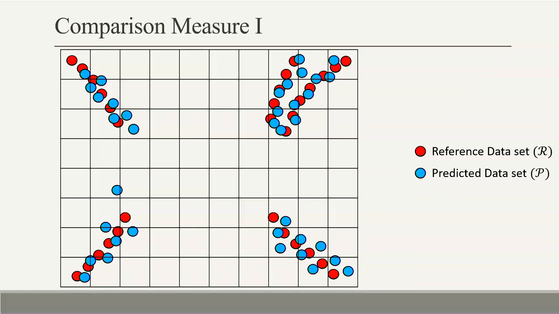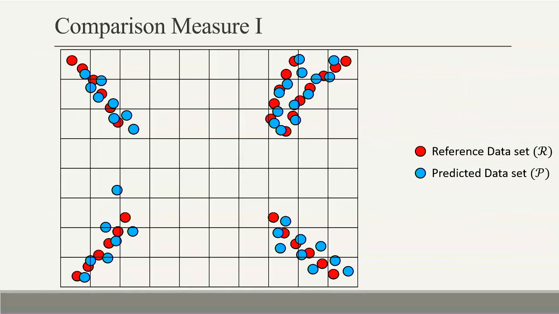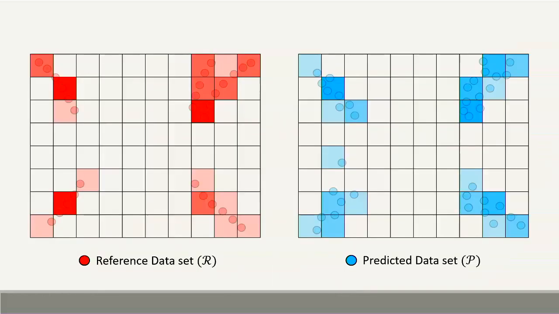The first one: I can grid the whole surface that has my reference and prediction points, and look at the density of each of them in each cell. Like here, if I look at only the red points, I have 2 points here, 1 point here, 2 points here, and so on. I don't have anything in these cells, empty cells, and so on.